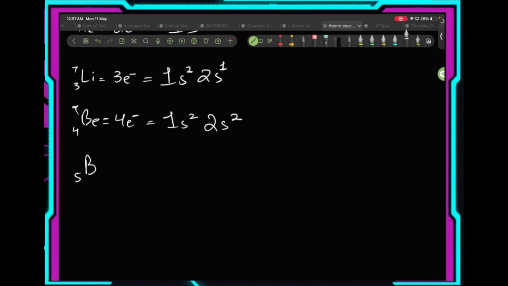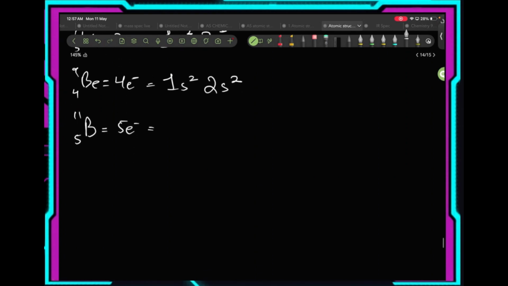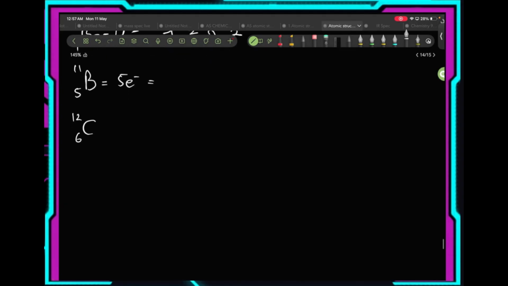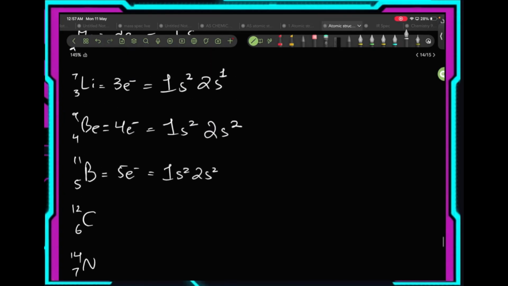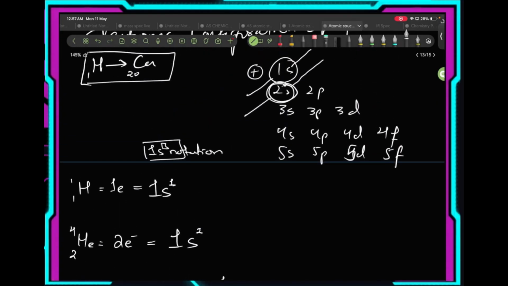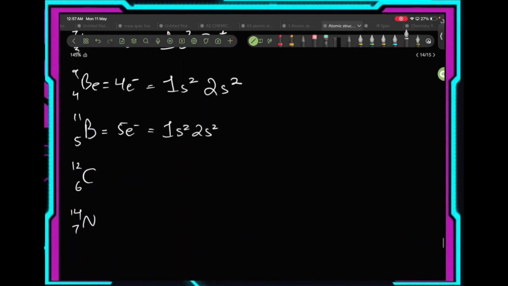So what about boron, B 5 11? It has 5 electrons. What would be the electronic configuration? 1s2, 2s2, and then 2p. Yeah, very good. So after 2s, you move on to 2p, and you do not move further unless 2p is fully filled, which means it has 6 electrons. Right now you're left with 1 more electron to fill, and 2p can easily take this 1 electron. Right? So what about carbon?